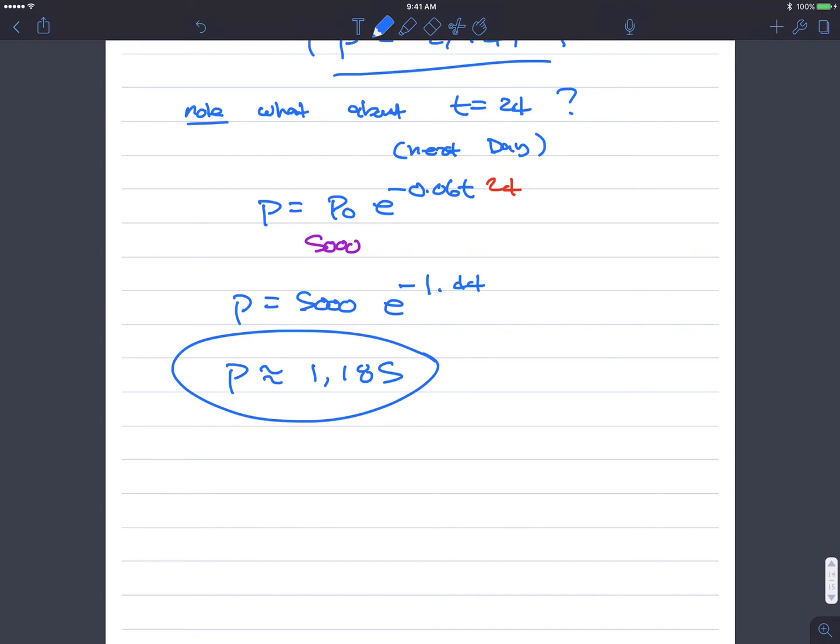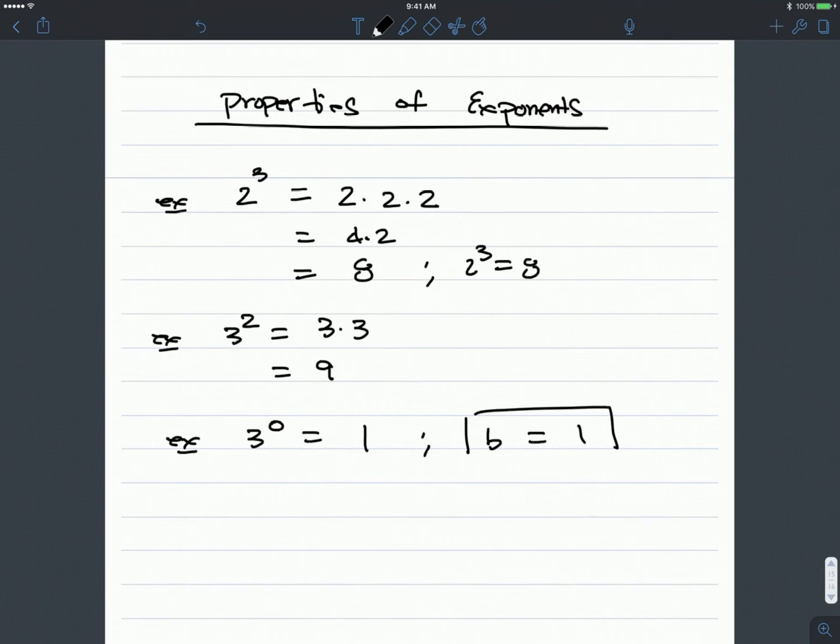Nice. Whew. Okay. And then we got some interesting things here now. Let's talk about these. Exponential equations. That's what we're going to talk about next. Now, in order to work with these problems, we have to review properties of exponents. So let's go back again and talk about it.